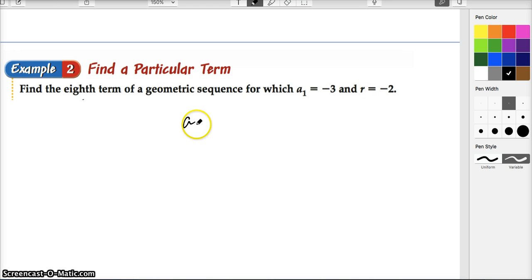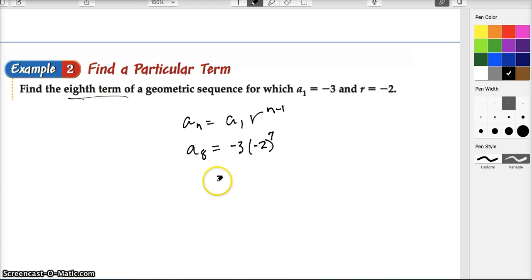So our formula told us if I want to find some a sub n, I'm going to have to take that initial term, multiply it by r to the power of n minus 1. In this case, since we're looking for the 8th term, we're looking for a sub 8, and that's going to be a sub 1, which is -3, times r, which is -2, to the n minus 1, or 7th power, 8 minus 1 being 7.